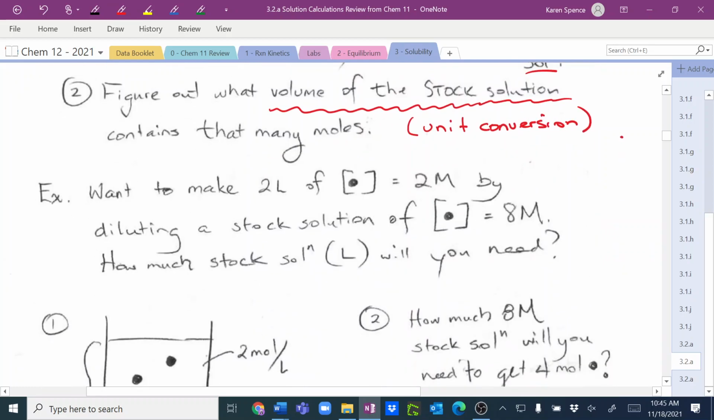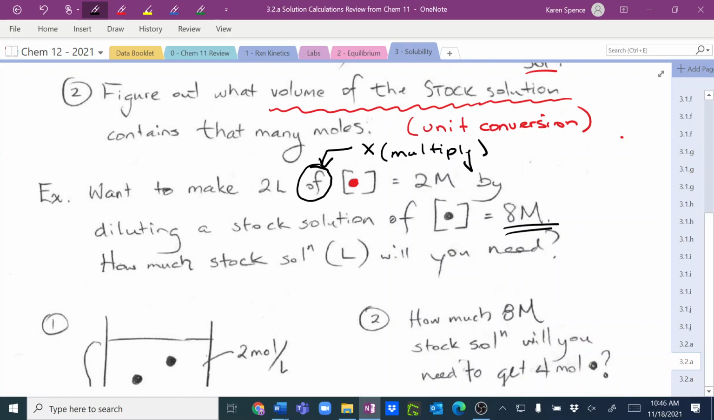So for example, if we want to make 2 liters of, and again, we're just going to be measuring these little particles, little dots. I want to make 2 liters of 2 molar solution. That's what I want to make. What does the word "of" mean? "Of" means multiplication. It means times. Okay, so that's going to be times. And I want to do that by diluting a more concentrated solution. So I want 2 molar, but I'm starting with something which is more concentrated than that, 8 molar.